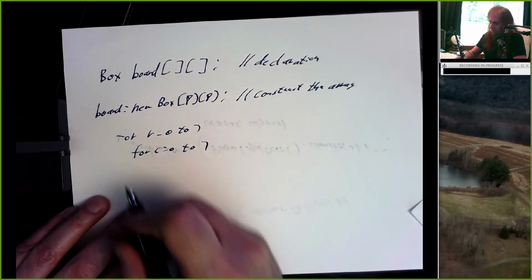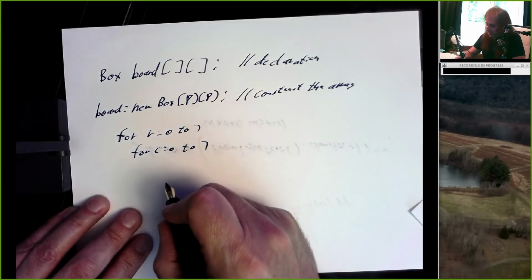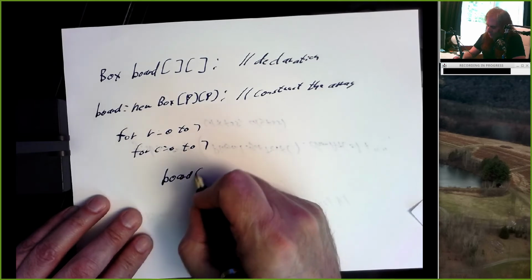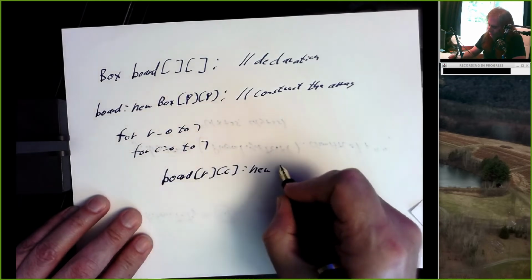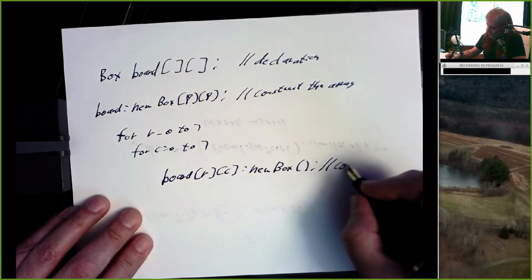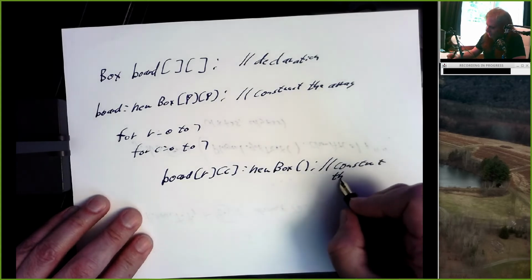So I got some pseudocode in here for r equals 0 to 7, for c equals 0 to 7. We still need to do this: board[r][c] equals new Box. And this actually constructs the box.